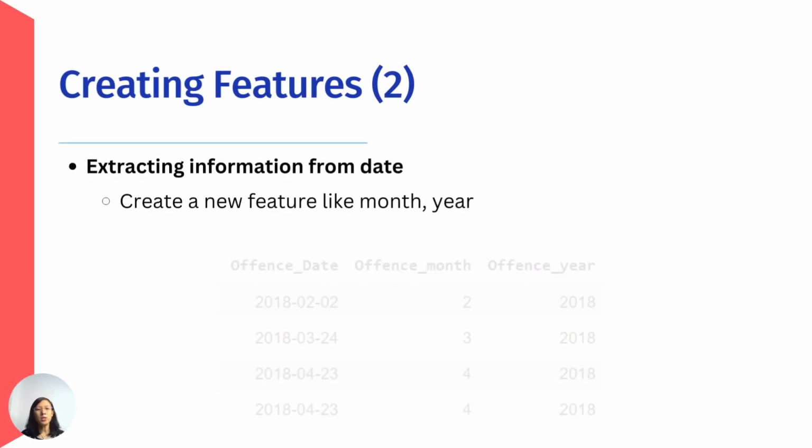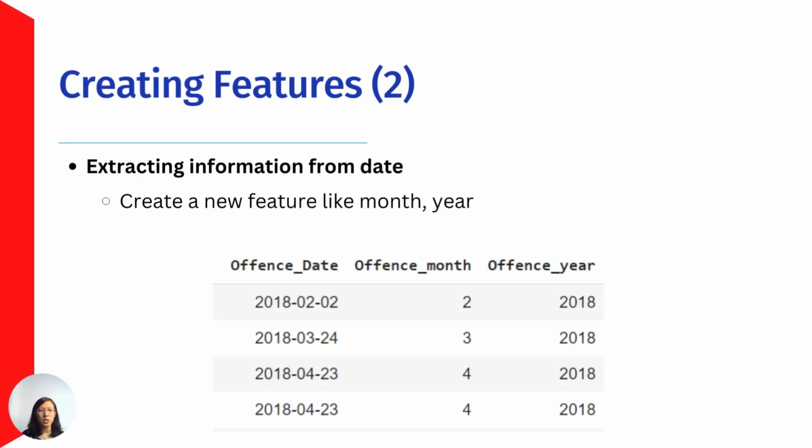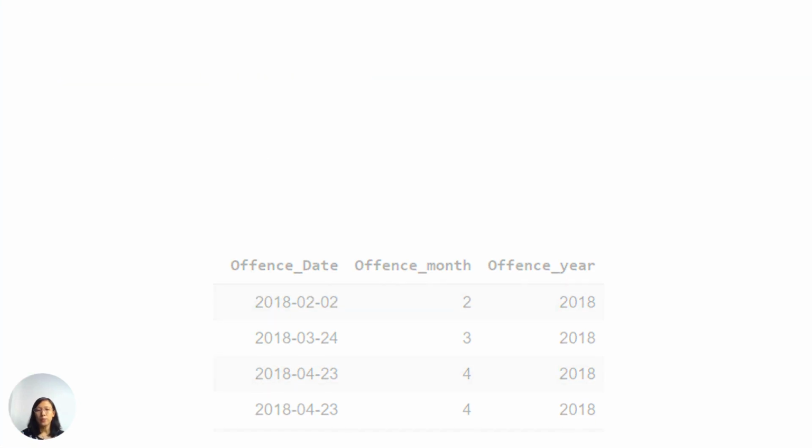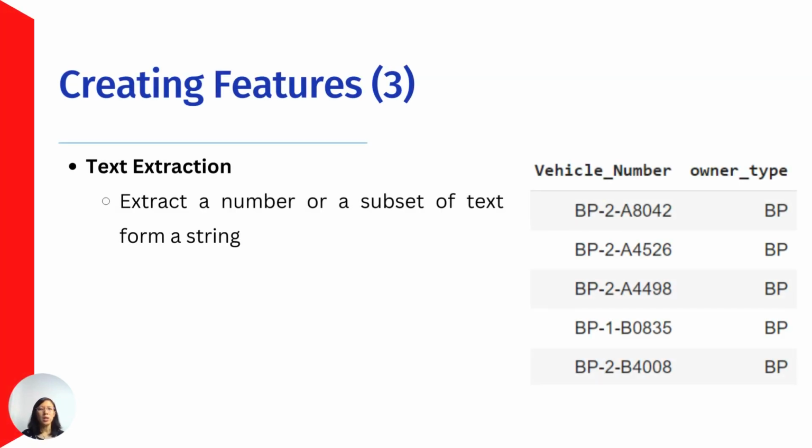Or it could be possible that you create new features by extracting information from the date. In the given example, we can see that month and year information are extracted from the given offense date feature. Next, we may also extract a number or subset of text from a given string variable.